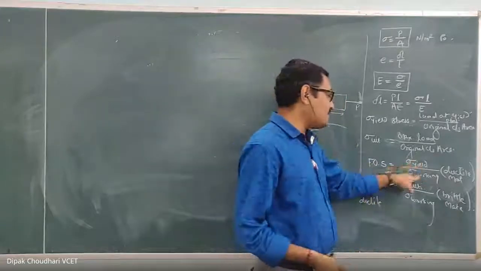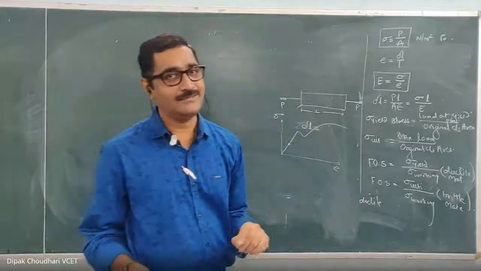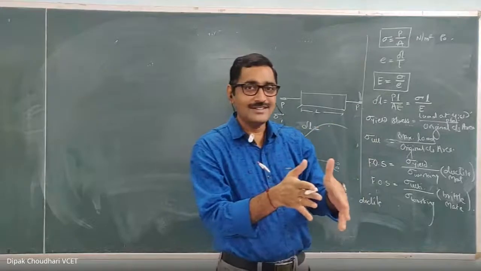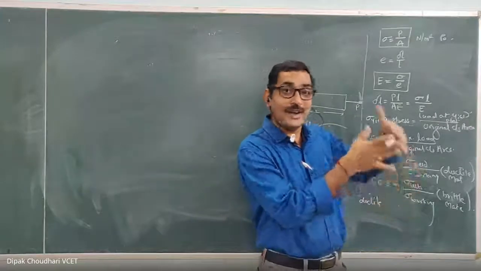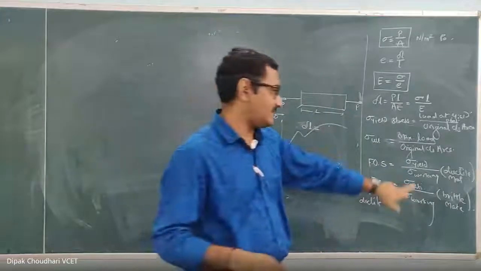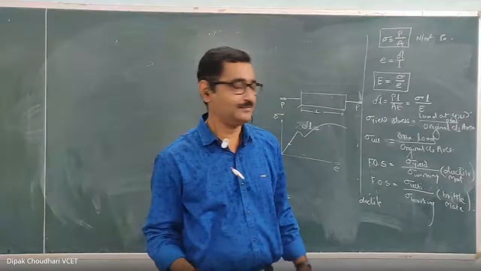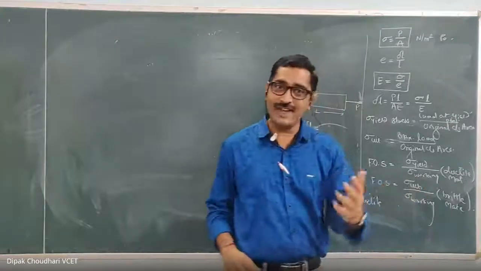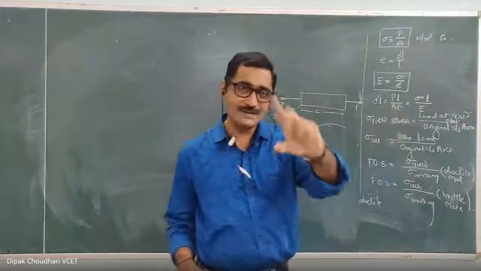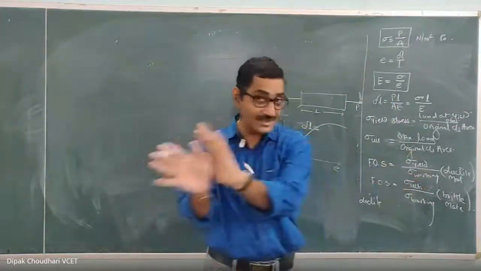Clear? This formula is not to calculate the factor of safety. It is to calculate the working stress. So first you have to decide the factor of safety, and from the factor of safety you have to decide the working stress, because for that particular material, yield stress is the property which remains the same. Only these two parameters will vary for that particular material. The reverse is not true.